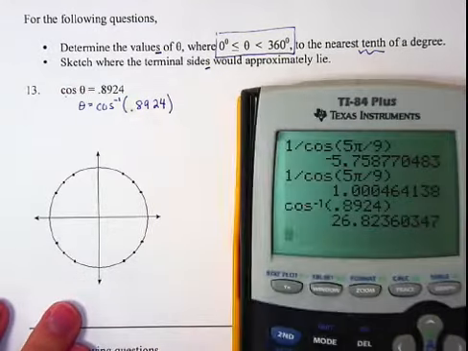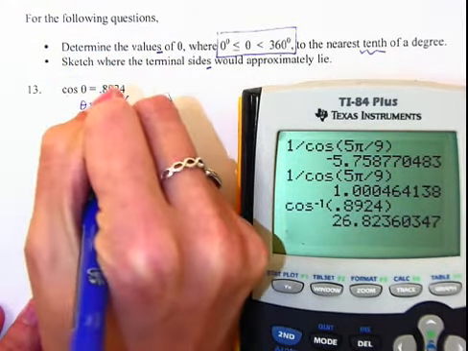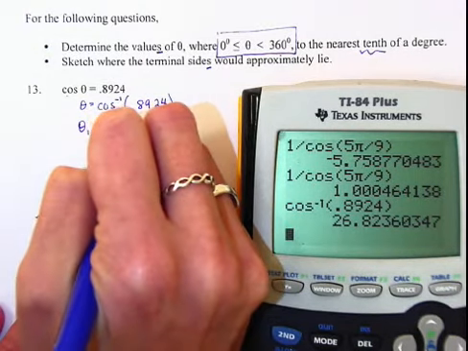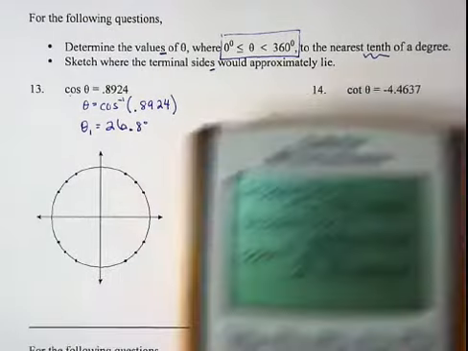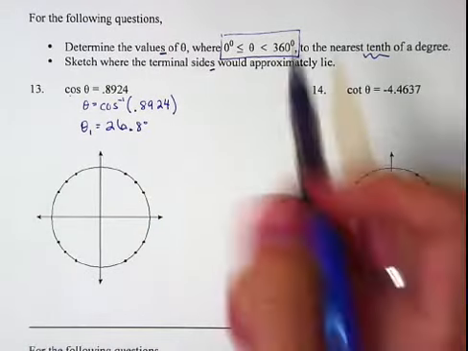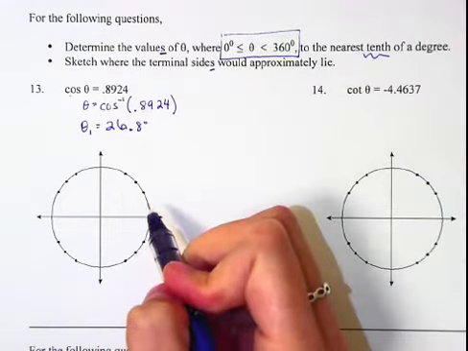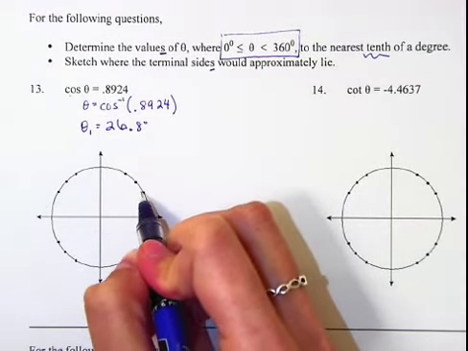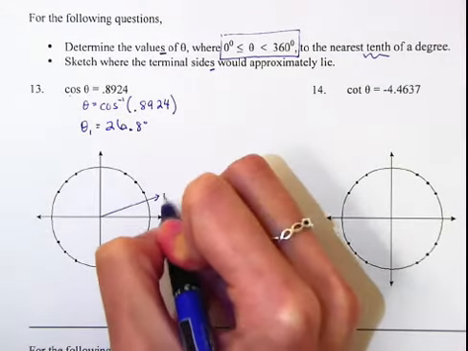My theta that's given to me is, to the tenth of a degree, 26.8 degrees. I'm only halfway there, 26.8 degrees. Where is it? Sketch the terminal side. It's in the first quadrant between 0, my initial side, and 30 degrees, the first point. So this is theta 1.